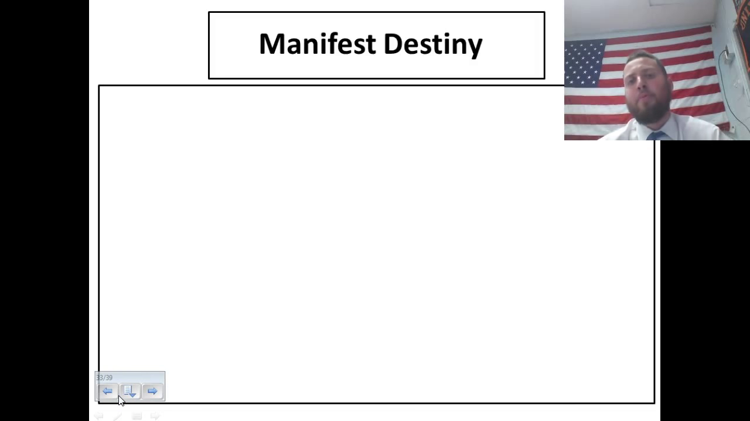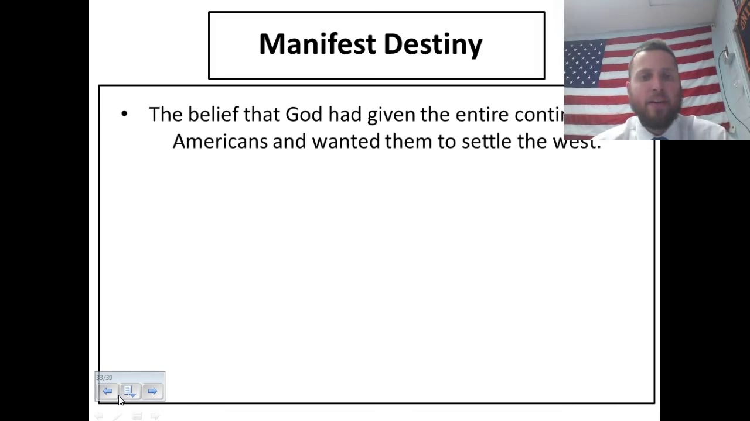Please write Manifest Destiny as the title, okay? Are you ready for some info? Here comes some info, man. This is the belief that God had given the entire continent to Americans and wanted them to settle the West. So this land comes from God, but gives it to the United States, saying, take it, man. Take it from the Native Americans.